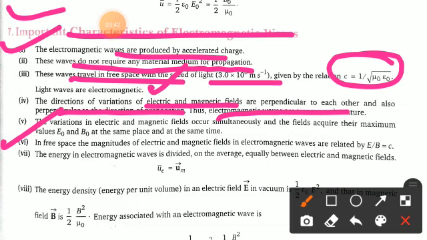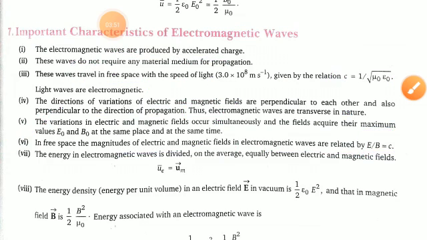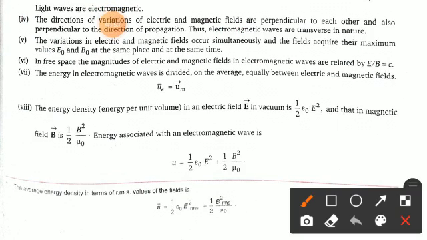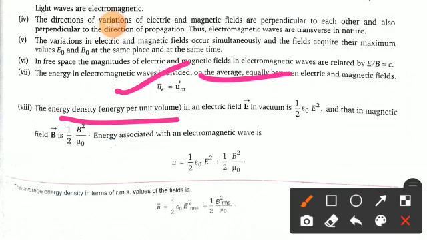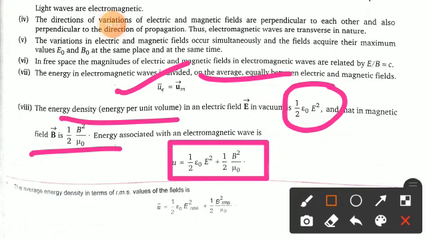Now come to the sixth one. In free space, the magnitudes of the electric and magnetic field in electromagnetic waves are related by E by B equals c. Clear? That is, the energy in the electromagnetic wave is divided on average equally between the electric and magnetic field. So you can write U_E equals U_B. And this is the energy density, which I skipped. The electric field energy density in vacuum is this, and for the magnetic field it is this. So the energy associated with the electromagnetic wave you can write like this. Clear?